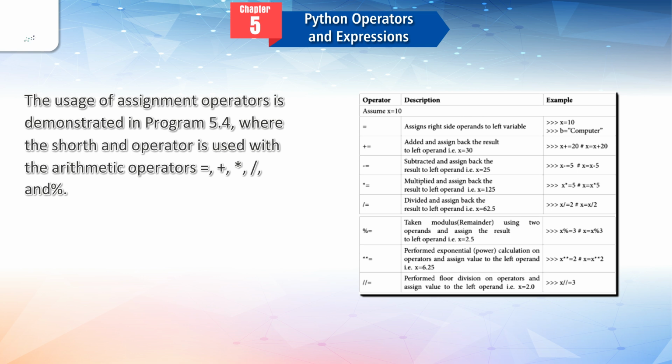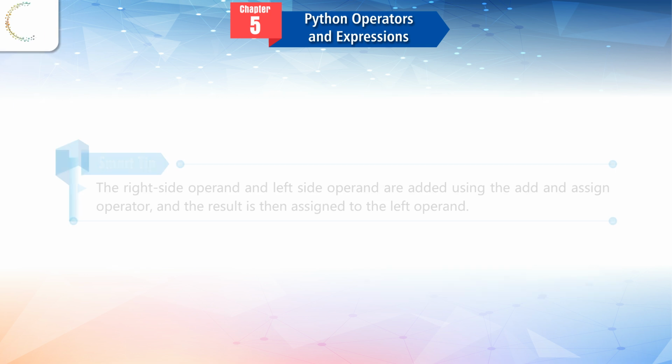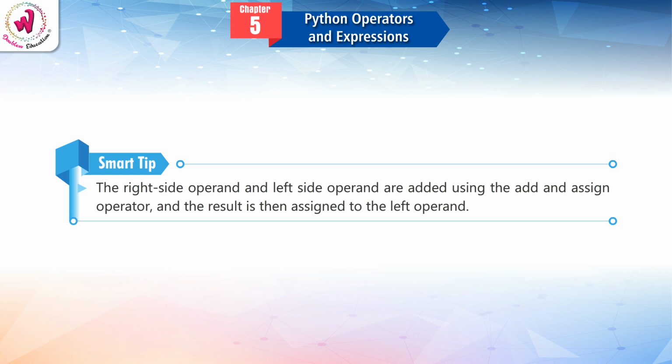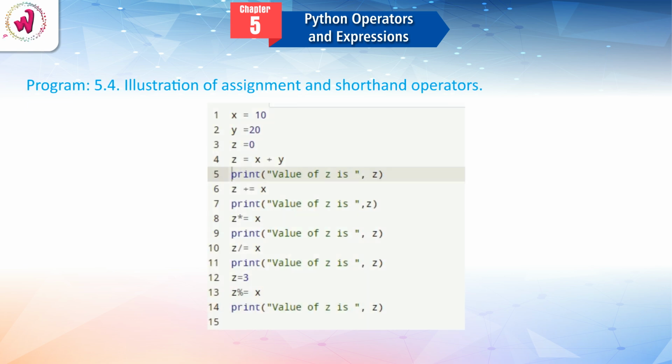The usage of assignment operators is demonstrated in Program 5.4, where the shorthand operator is used with the arithmetic operators equal to, plus, multiply, divide, and modulus. Smart tip. The right side operand and left side operand are added using the add and assign operator, and the result is then assigned to the left operand. Program 5.4. Illustration of assignment and shorthand operators. Output.